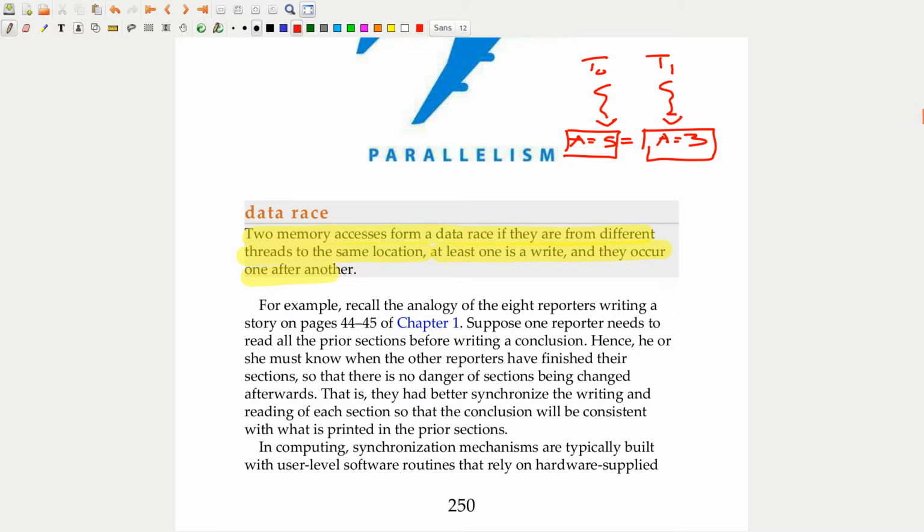So at the end of the program, when the program completes, what is a equal to? The answer is, if there's a data race, we don't know. We don't know what a is equal to, because a could be equal to 5, or a could be equal to 3, because there's no synchronization, at least in a situation where they didn't write explicit synchronization.